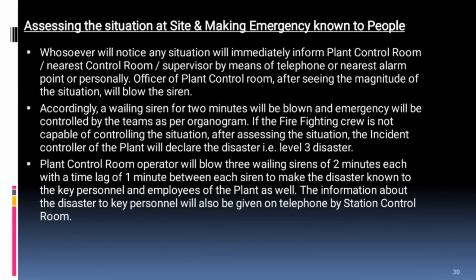If the firefighter crew is not capable of controlling the situation after assessing the incident, the controller of the plant will declare a disaster, that is a level 3 disaster. The plant control room operator will blow 3 wailing sirens of 2 minutes each with a time lag of 1 minute between each siren to make the disaster known to the key personnel and the employees of the plant. The information about the disaster to key personnel will also be given by telephone by the station control room.